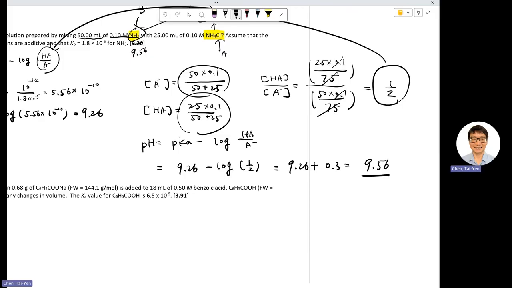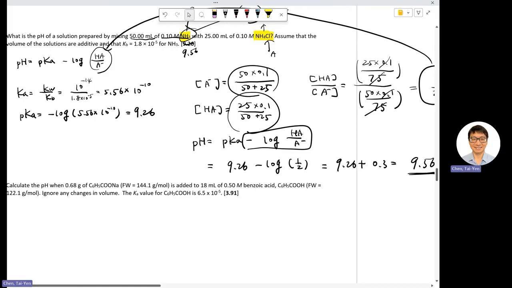The key here is really, can you identify the buffer? Because if you can, then you're going to use the HH equation, right? The second thing you should know is, can you compute your Ka from Kb? So you can compute your pKa. The third step is you need to know how to calculate the ratio between your conjugate acid over base. So you calculate the moles of your acid, moles of your base, then you know the ratio between them. Then you plug them all back into the HH equation, and you get your pH. So this is the logical flow of how to solve this type of question.